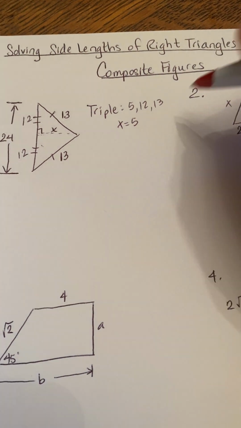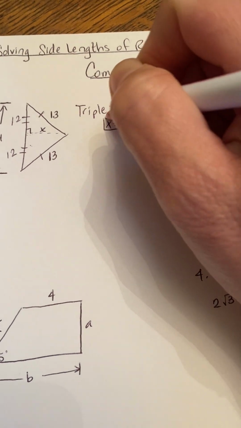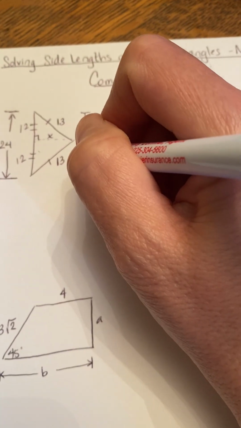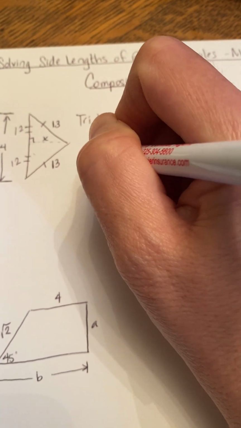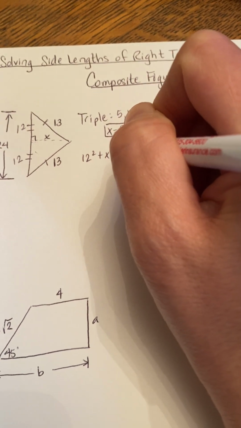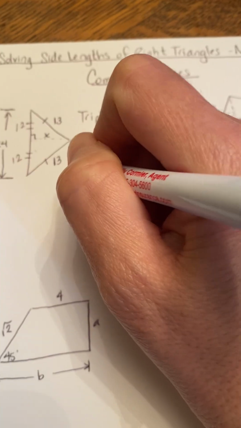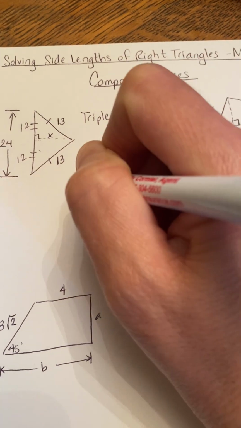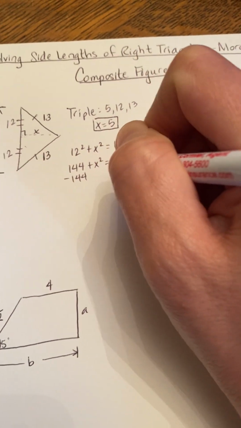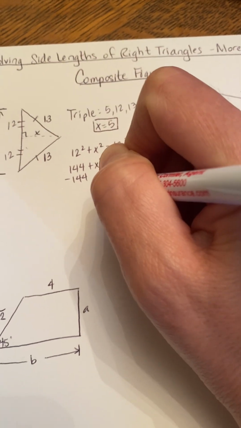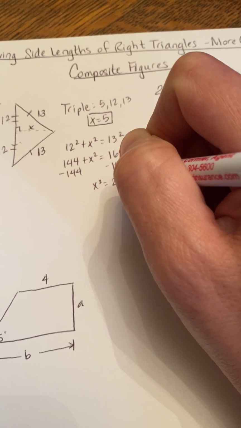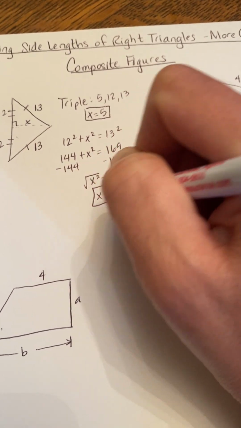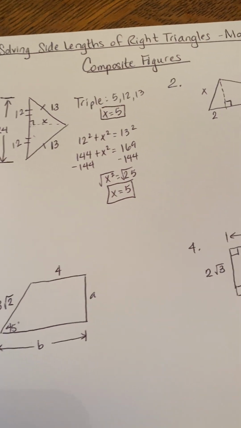But if you don't like memorizing triples, then we would see that we have this top triangle here as a right triangle. So we would say 12 squared plus x squared equals 13 squared. And we would have 144 plus x squared equals 169. Subtract the 144, and x squared equals 25. Take the square root, and x equals 5. And that's it for that one, all right?